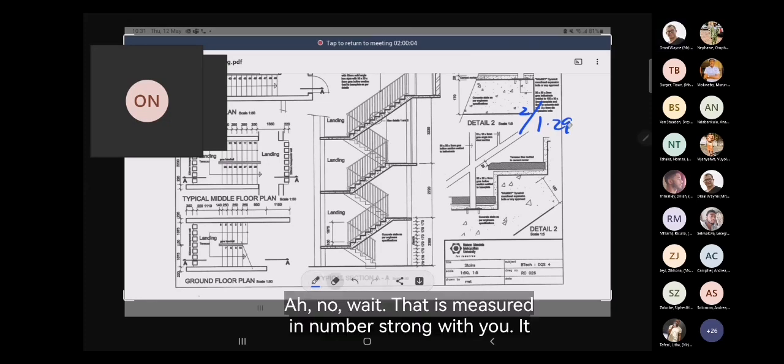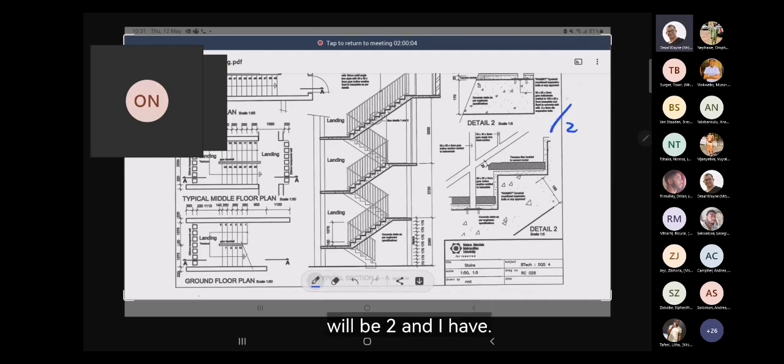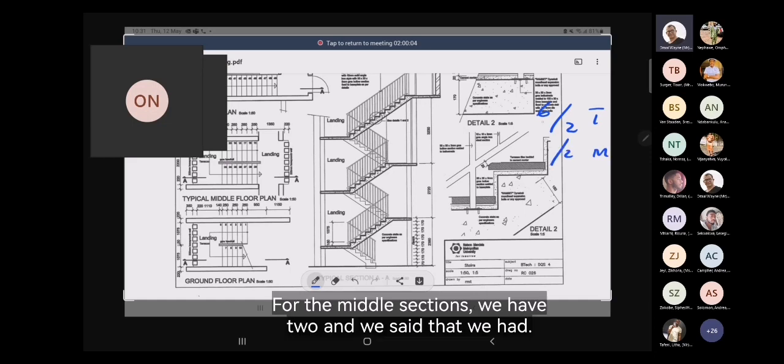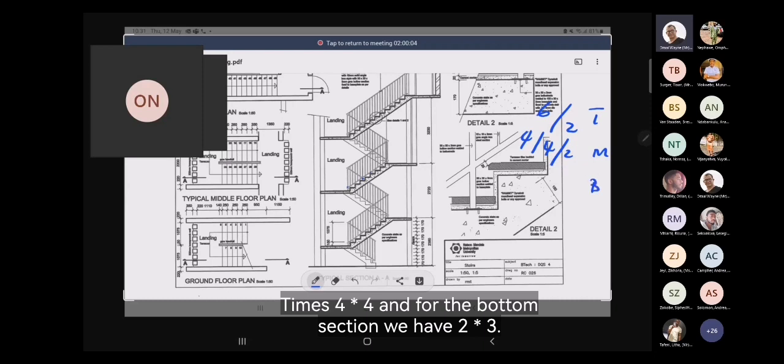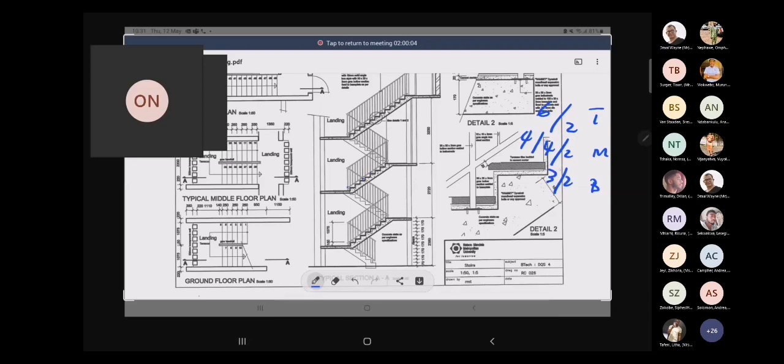No, wait. That is measured in number. What's wrong with you? It will be 2, and I have 6, we say. That's for the top. For the middle sections, we have 2, and we said that we had 2, 4 times 4 times 4, and for the bottom section, we have 2 times 3. Okay.